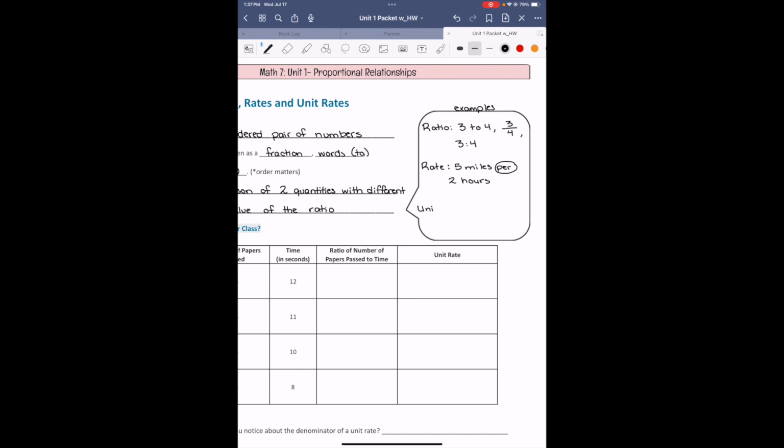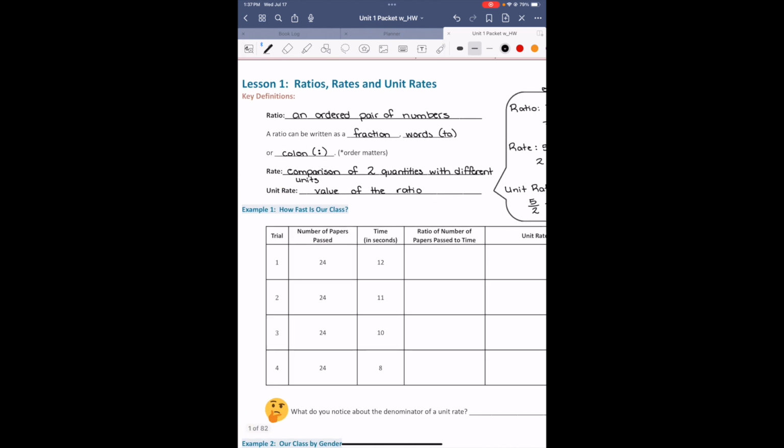Now the next thing is my unit rate. So if I look at my rate above, 5 miles per 2 hours, my unit rate would be the value of that ratio, 5 to 2. So that would be 5 over 2. In order to find that value, I'm going to divide 5 divided by 2. Put it in your calculator. It's going to give you 2.5. Now this would give me 2.5 miles per 1 hour, and that would be my unit rate. So we're going to practice this in our example below.